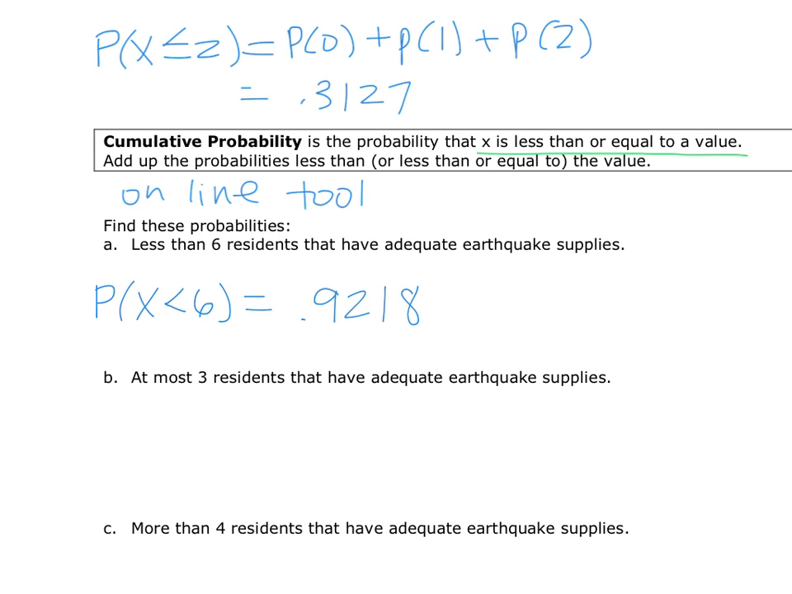All right, the next one, at most 3. At most 3 means that x is less than 3, but it can also equal 3. So 3 is the largest value. We're just going to change that 6 to a 3. Here we want the probability of x less than or equal to 3, so that's going to be 0.5696 if we're rounding to 4 decimal places.